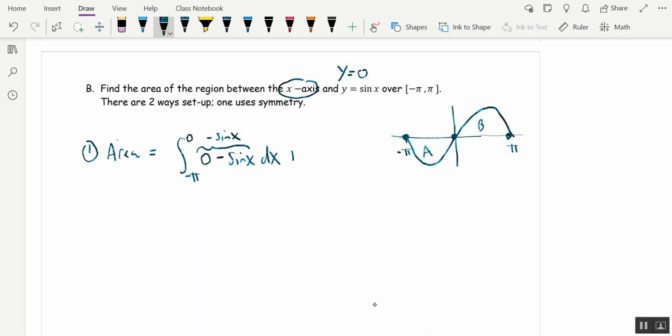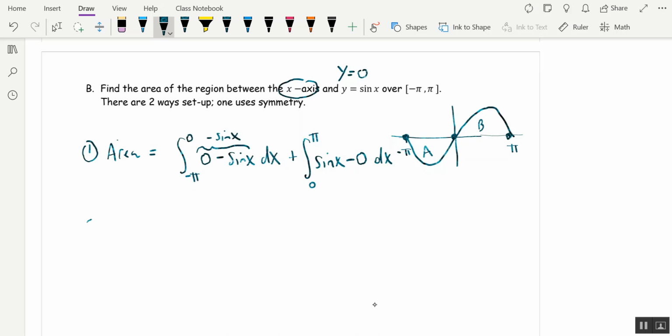And then we're going to add on the area of region B, which is the integral from 0 to pi, and now the top curve is sine x and the bottom curve is 0. And yes, you could leave off the 0. Okay, so that's one setup that would require doing two integrals.